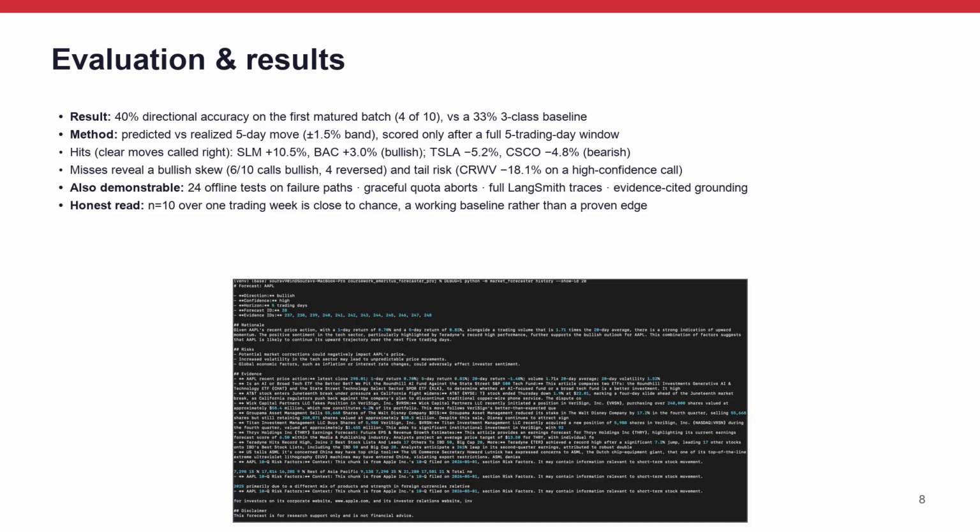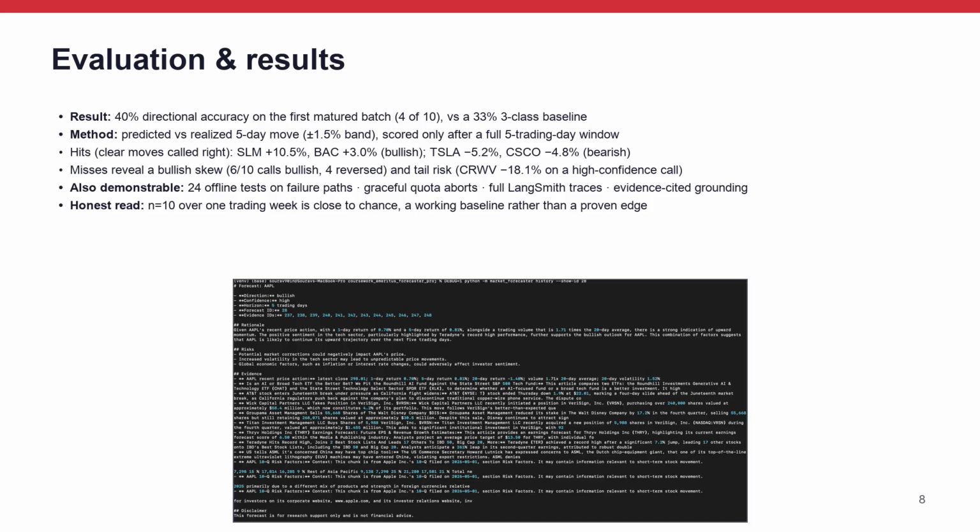There's a clear bullish skew. 6 of the 10 calls were bullish, and 4 of those reversed, and one painful tail. CoreWeave fell 18% against a high-confidence bullish call. Beyond accuracy, what's solidly demonstrable today is reliability. 24 offline tests on the failure paths, graceful quota aborts, full LangSmith traces, and every claim grounded in cited evidence.